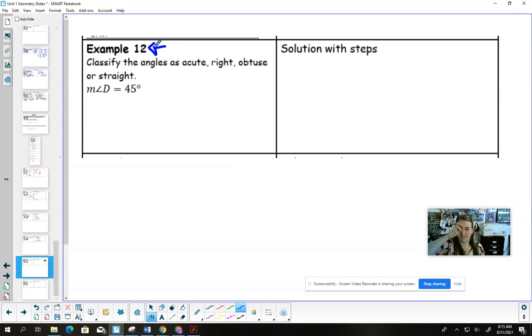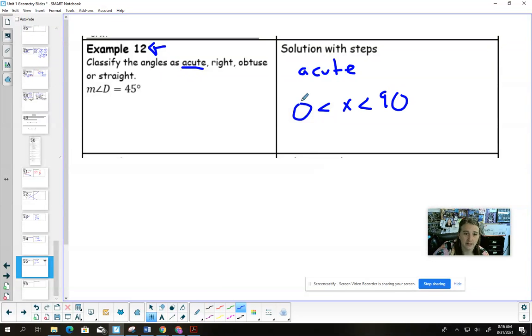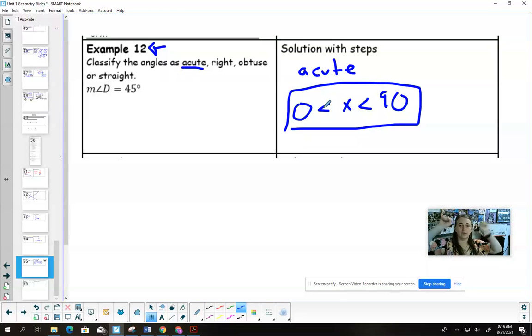We're going to do the other ones again tomorrow in class because 12 and 13 are still classifying angles. It says classify the angle once again as acute, right, obtuse, or straight. So we have 45 degrees. Look back to your vocab. Is that acute, right, obtuse, or straight? This is going to be acute. The reason why is acute angles are greater than 0 but less than 90. Whenever we see something that looks like this, that means in between. So our angle is in between 0 and 90 degrees. That means it's acute. Think about it like an acute angle is cute because it's small. So that is an acute angle.